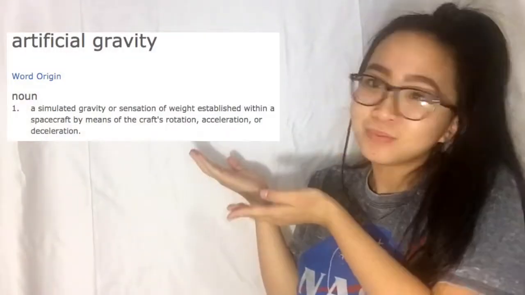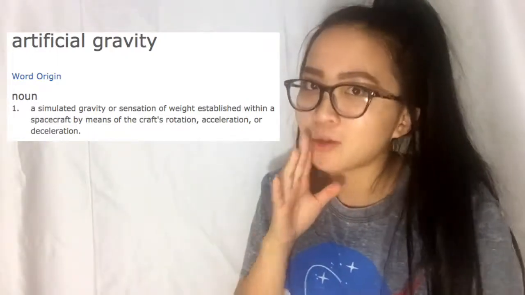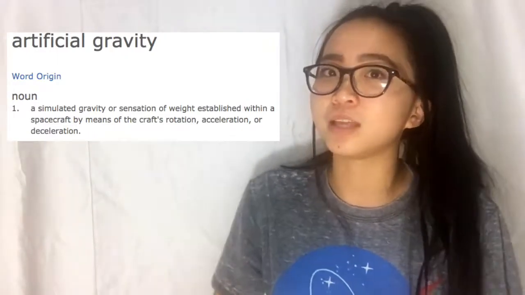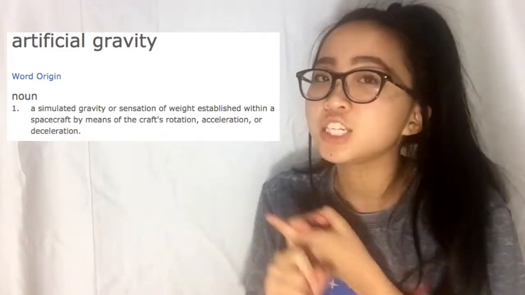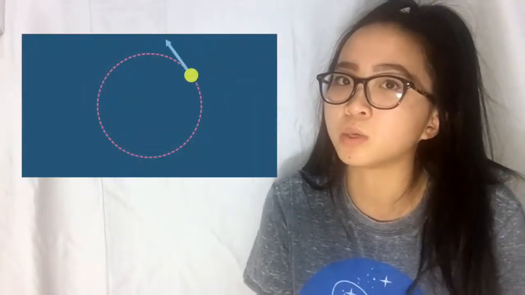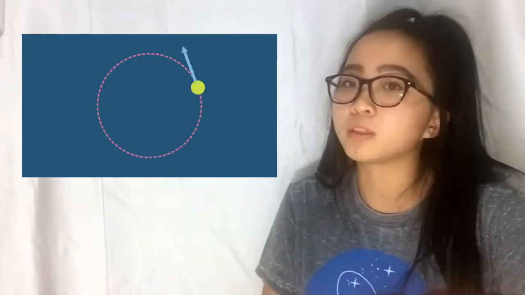But before we get into that, let's talk about what artificial gravity is and how to produce it. According to dictionary.com's definition, artificial gravity, noun, is a simulated gravity or a sensation of weight established within a spacecraft by means of this craft's rotation, acceleration, deceleration, or to make it easier for you guys, fake gravity. Artificial gravity is the creation of an inertial force that mimics the effects of a gravitational force, which is usually by rotation. In space, it is possible to create an artificial gravity by spinning the spacecraft or space station, which is the most realistic method out of the others because when it spins, the centripetal force starts to produce a pulling sensation towards the floor that would mimic the effects of gravity.